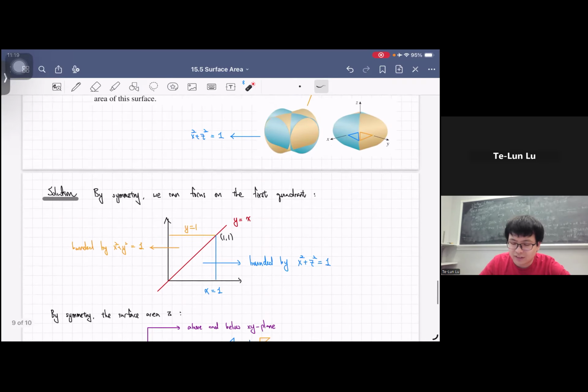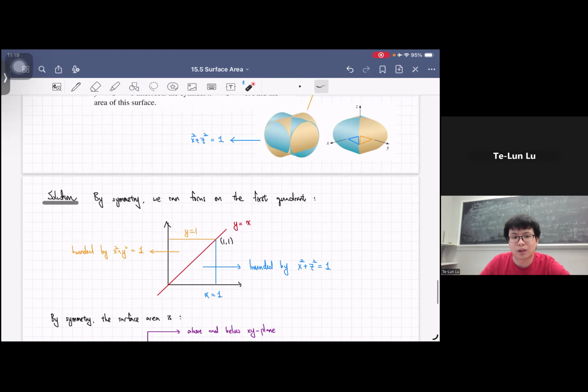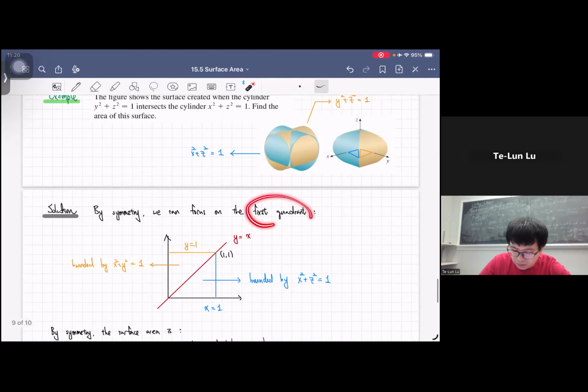So first of all, notice that this is a very symmetrical object, right? For the first step, we notice that it is symmetrical with respect to quadrant, meaning that the first quadrant, the second quadrant, third, fourth, all of those quadrants actually have the same surface area lying above and below. So we can simply consider the first quadrant, okay? This is the positive x and positive y quadrant.